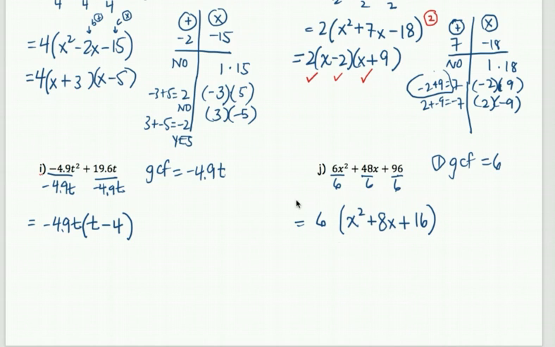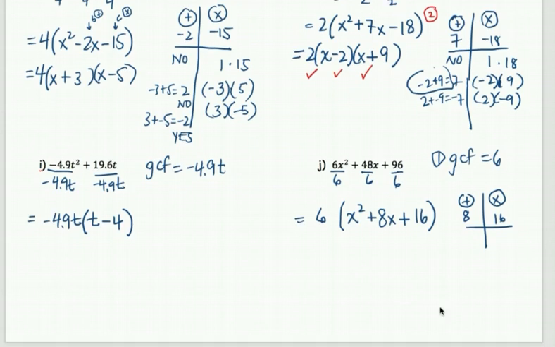So then you're like, must be done. Nope. Now finish off this part. Factor the part that's in the bracket. So again, that's that whole table that you have to build. You have to add to 8. You have to multiply to 16. What two numbers will work here to get that to happen?